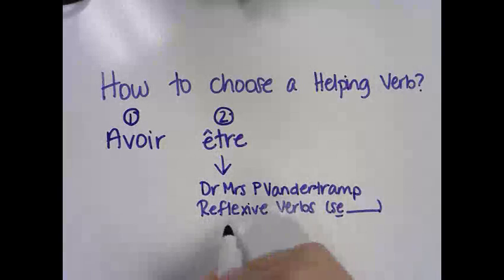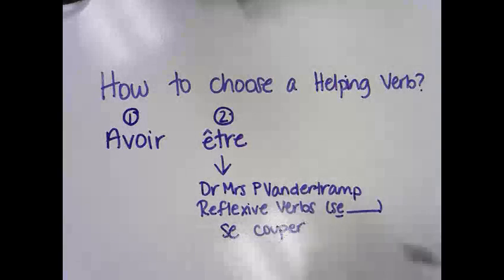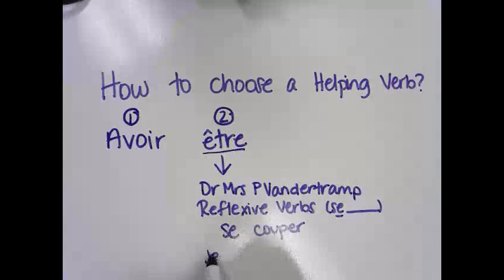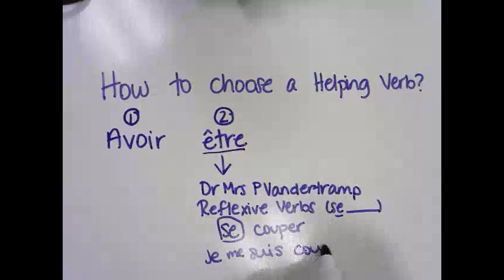An example of this is in the verb se couper. If I want to say I cut myself, we're going to conjugate être in the present tense. So we're going to say je, and we're going to say suis. We're going to keep this reflexive pronoun. It's going to turn into me. And then we're going to add the past participle for couper, which is coupé, like that. Okay, je me suis coupé.